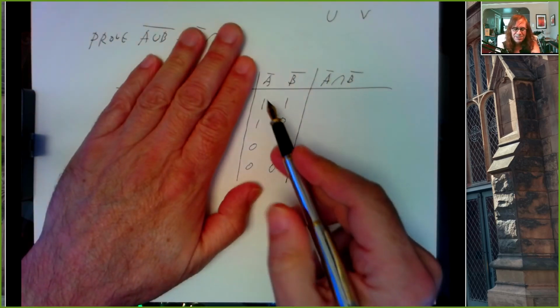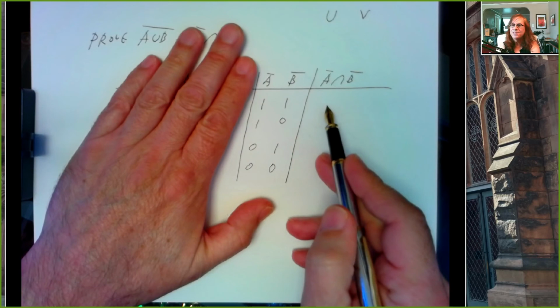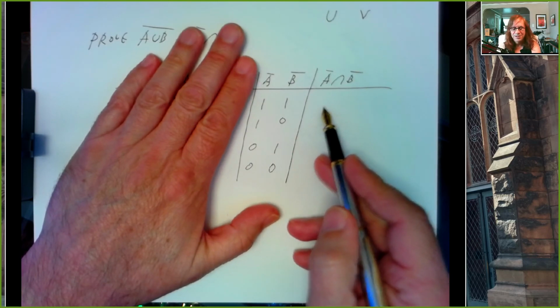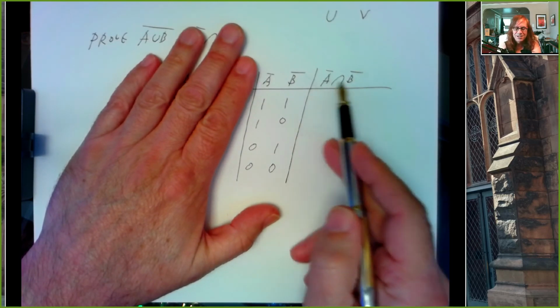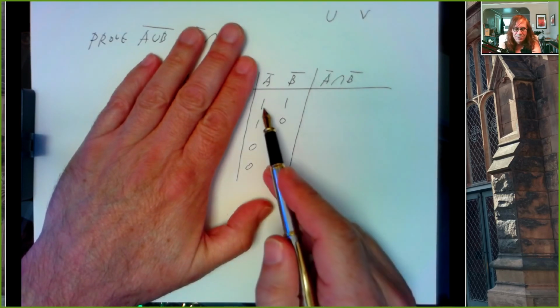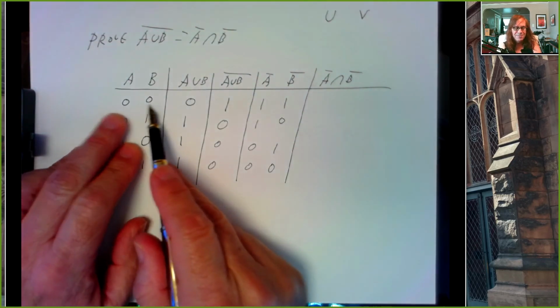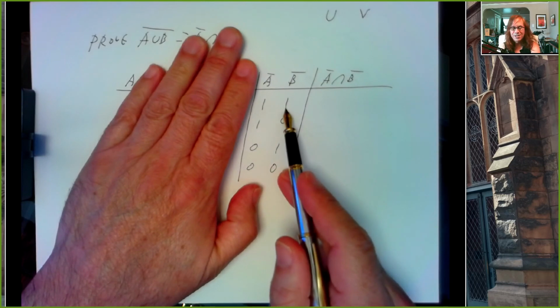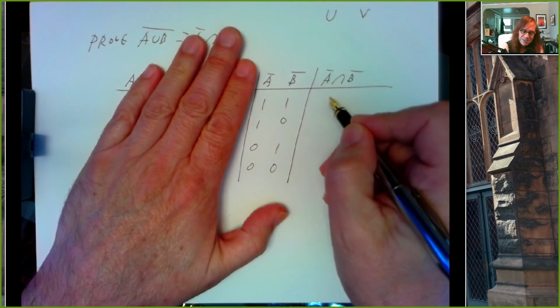So if something is in this set and that set, it's definitely in the intersection, right? Because the intersection is a set of things that are in here and also in here. Well, if my element started off not being in A or B, then I know it's in A bar and it's also in B bar, so it's in the intersection.